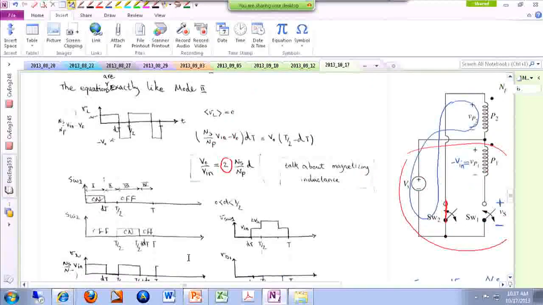All right. So in the first mode, we are drawing VL, voltage drop across the inductor. In the first mode, switch number 1 was on, and the source voltage was translated to the secondary side, and VL is basically this expression. N secondary over N primary times the input voltage minus Vout.